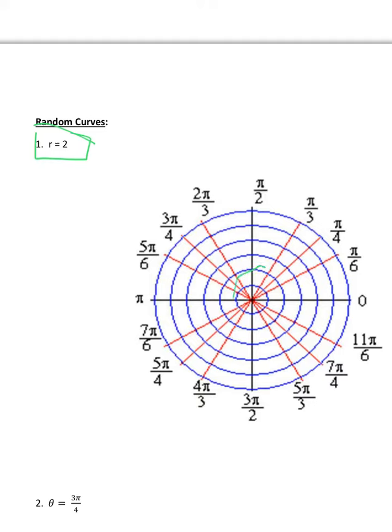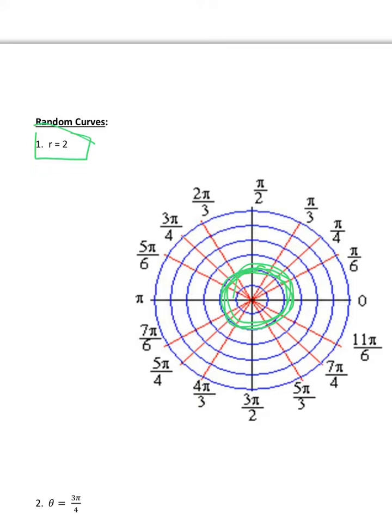I'm going to try to put it in green. All right, this is it. This is all this is. All right, that's the only part that you're graphing there. If I had r equals 3, then I would just circle the third circle from the origin.